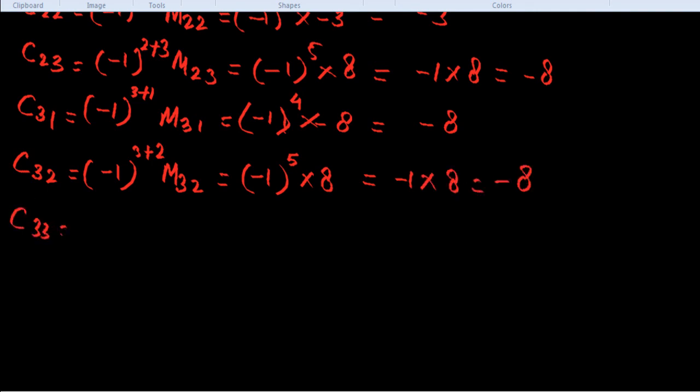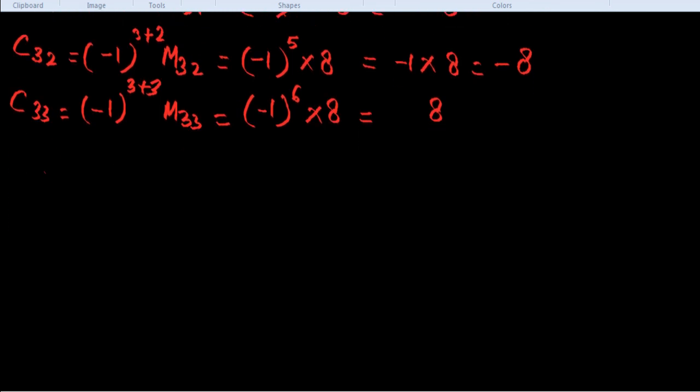And C33, the last cofactor of this 3-order matrix, is minus 1 to the power 3 plus 3 into M33. So we get minus 1 power 6 and this value is also 8, so it is 8. Okay, so we have got the cofactors. Now we have to find out the value of the determinant through the cofactors. There is no sign convention rule we have to apply, we just have to add this all in a proper way, so we could easily find it out.